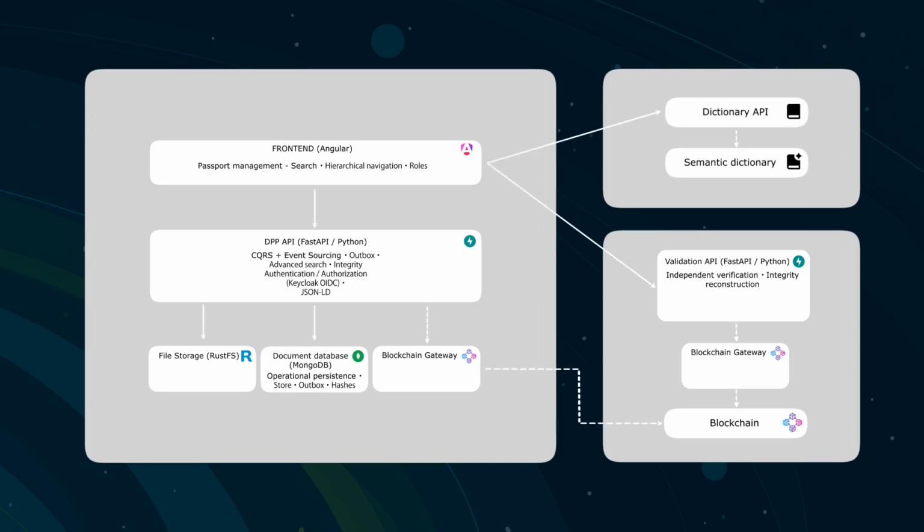The validation component will allow the front-end to compare retrieved data with the blockchain record, ensuring integrity. In parallel, a semantic dictionary repository will be introduced as an independent service with its own database and API, providing standardized vocabularies and semantic mappings to ensure consistent data interpretation and support JSON LD usage across the system.